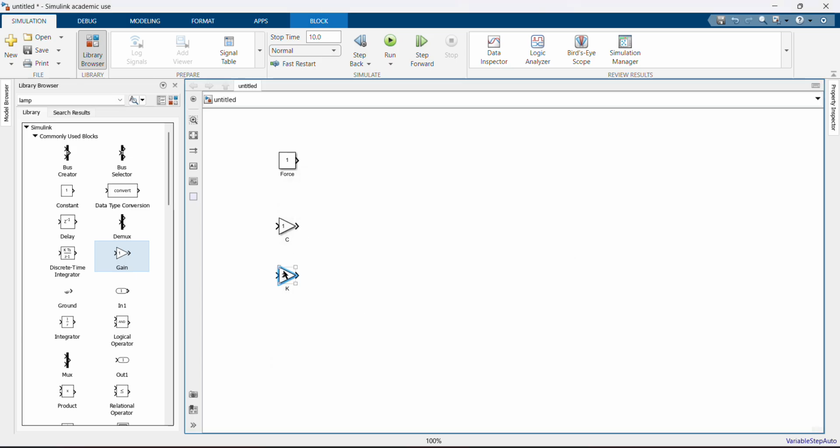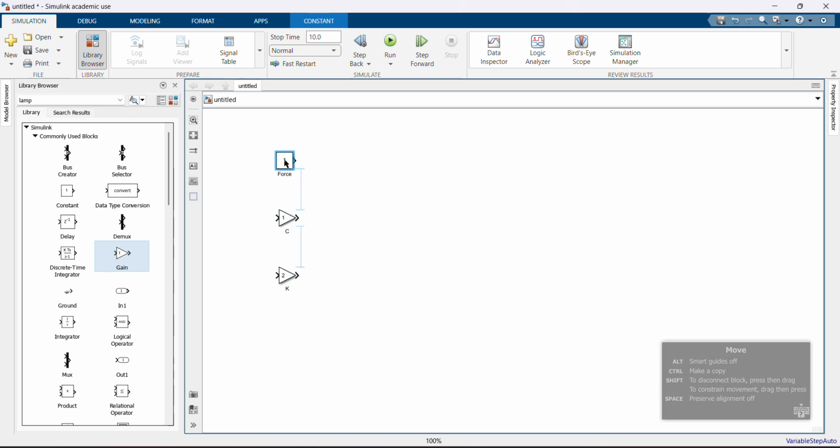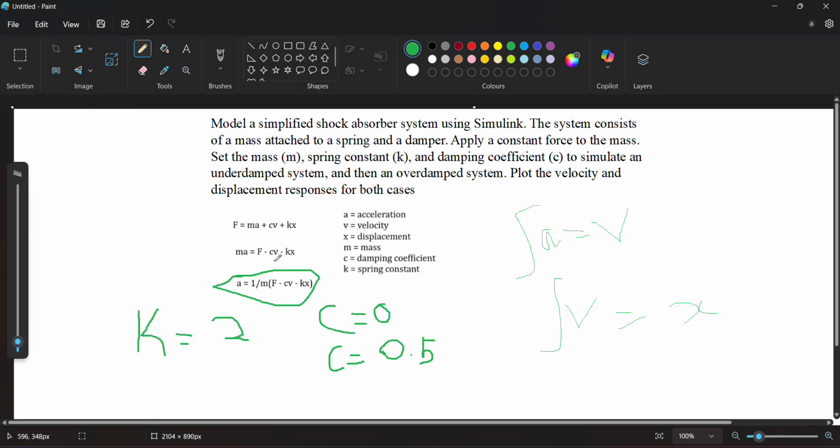You can keep any value. I am assuming the value of 2 for my simulation. And now we have all the three here aligned. So now we have to subtract c and k from force.